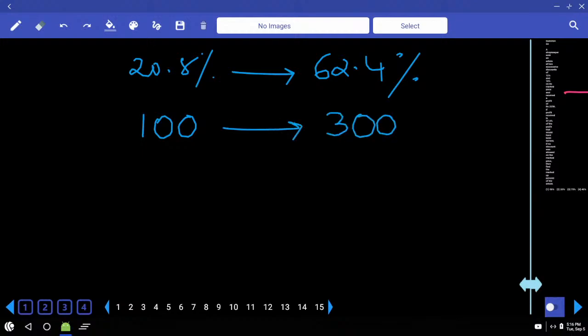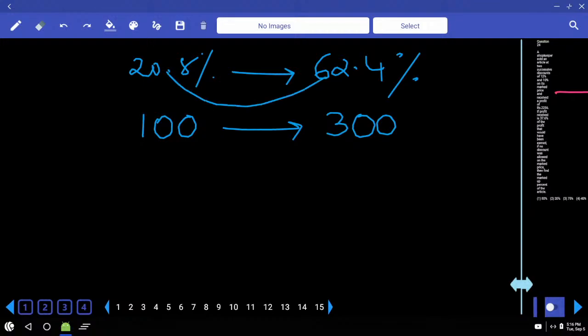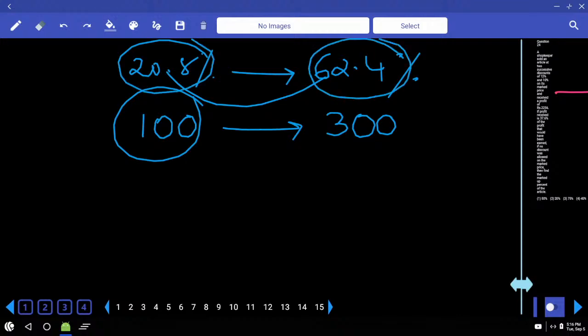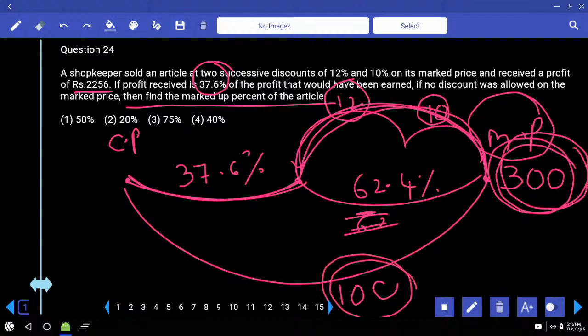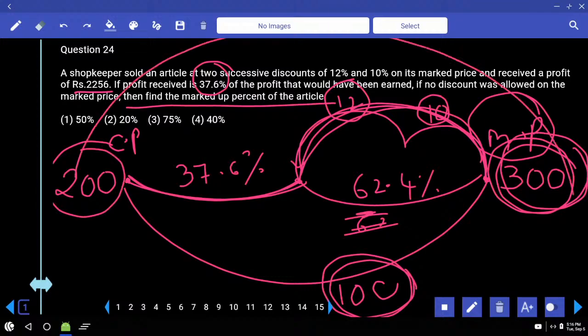Then 100 will be 300. ఈ 20.8 అనేది ఏంటి? డిస్కౌంట్. 62.4 అనేది ఏంటి? దేని మీద ఇచ్చాడు చూడండి. ఇప్పుడు ఇది 300 అయింది అనుకోండి, ఇది 300 అయితే, ఇది 100 అయితే, అప్పుడు ఇదెంత? 200. Then how much the market price is marked? ఎంతండి? 100 on 200 percentage చెప్పాలి. That is 50% marked. So option 1 is the correct answer.